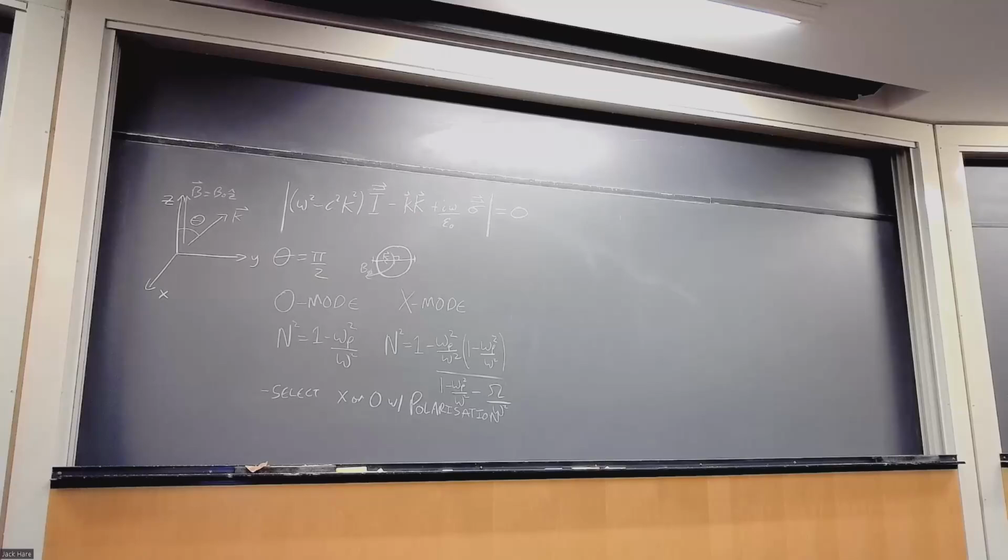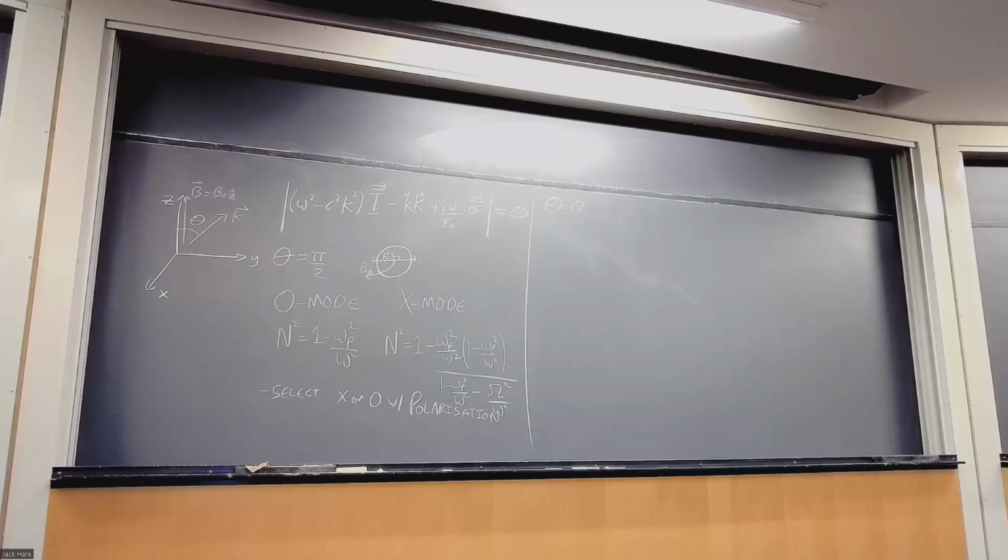The one that people generally do is the other mode, which is where theta equals 0. And here we found that we have, again, two modes, which we called plus and minus.